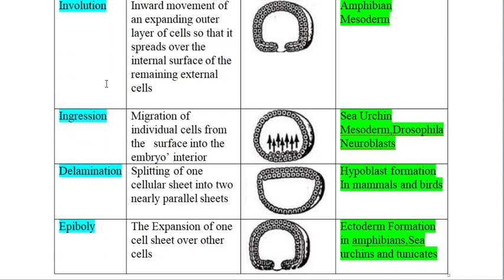Next is involution, which is an inward movement of an expanding outer layer of cells so that it can spread over the internal surface of the remaining external cells. So the amphibian mesoderm is formed by the process called involution.